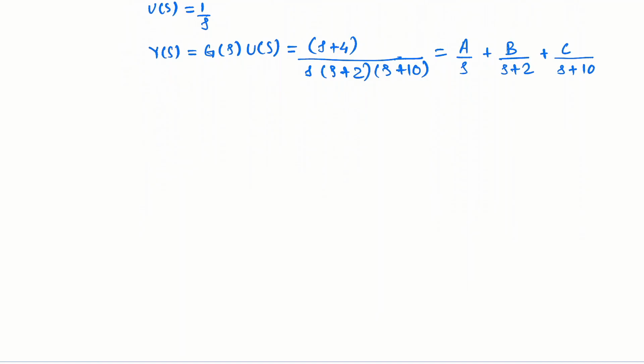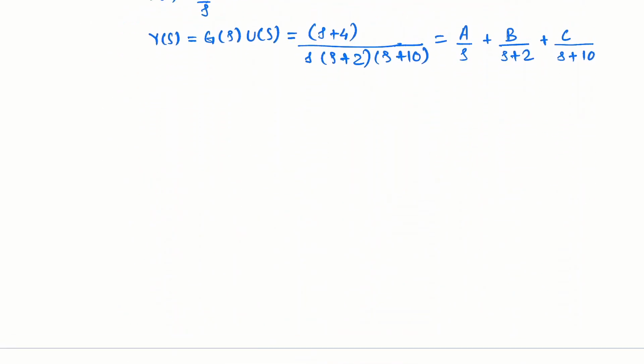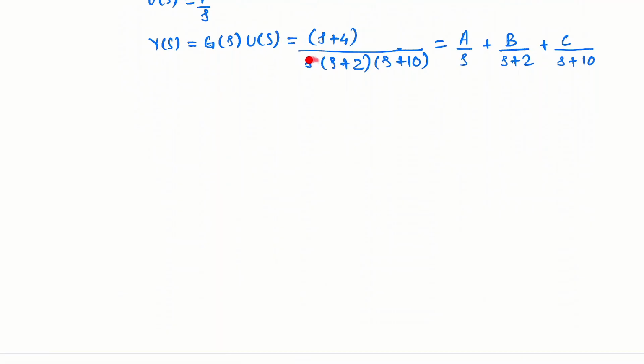Now if we take this expression and multiply by s on both sides, this s would get cancelled, so we will be left with a, and s will get multiplied to this term and this term. So when we substitute s equals to 0, this term would go to 0, this term would also go to 0, and we'll be left with a on this side. So a is equals to, what we are doing is multiplying by s on both sides and substituting s equals to 0. So 0 plus 4 is 4, and in the denominator 0 plus 2 is 2, and 0 plus 10 is 10. So this is 4 over 20, that is 1 over 5.